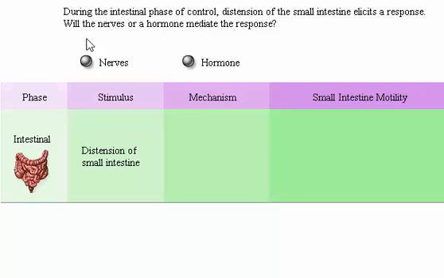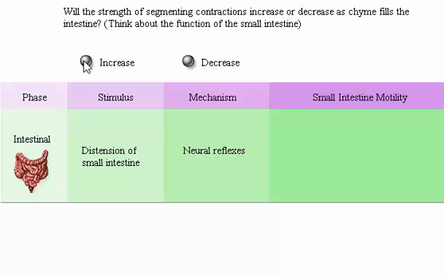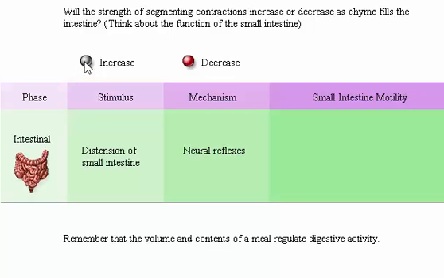During the intestinal phase of control, distension of the small intestine elicits a response. Will nerves or a hormone mediate the response? Note that we use the term neural reflexes when the neural mechanism is not fully understood or when both long and short reflexes are involved. Will the strength of segmenting contractions increase or decrease as chyme fills the intestine? Think about the function of the small intestine. Remember that the volume and contents of a meal regulate digestive activity.